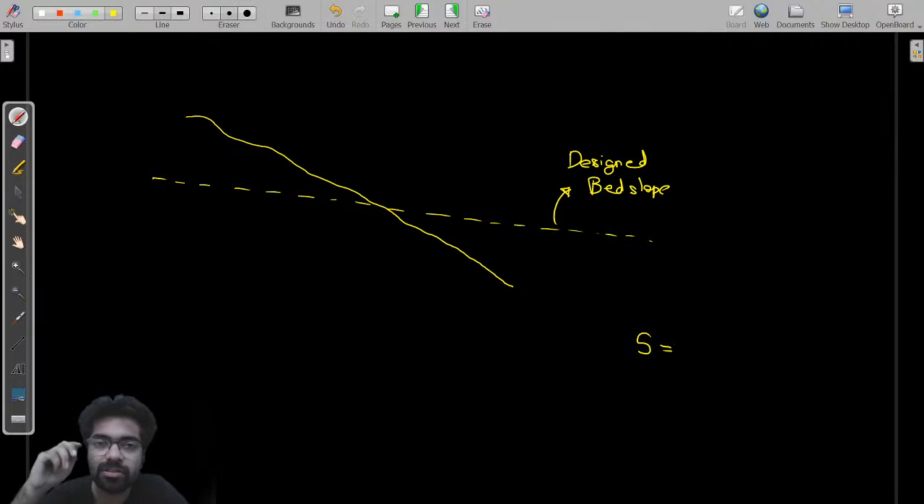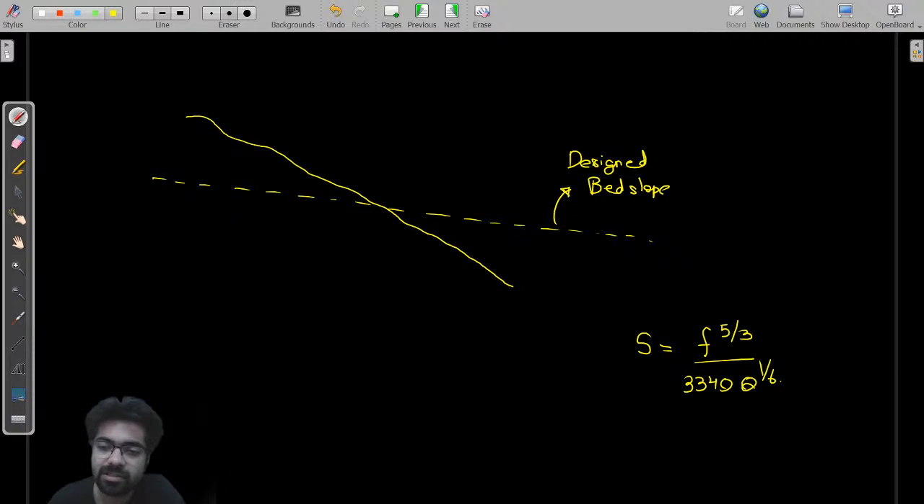I hope you remember the Lacy formula, but I don't think you must be remembering it. You all study things and keep on forgetting them. You keep on studying new things and forgetting the old things. You don't revise, I know. What was the formula of bed slope? S = f^(5/3) / (3340 Q^(1/6)). You all remember? Okay, bed slope.